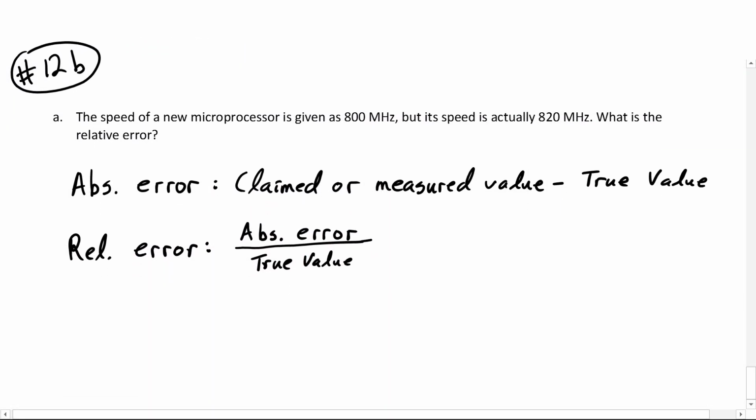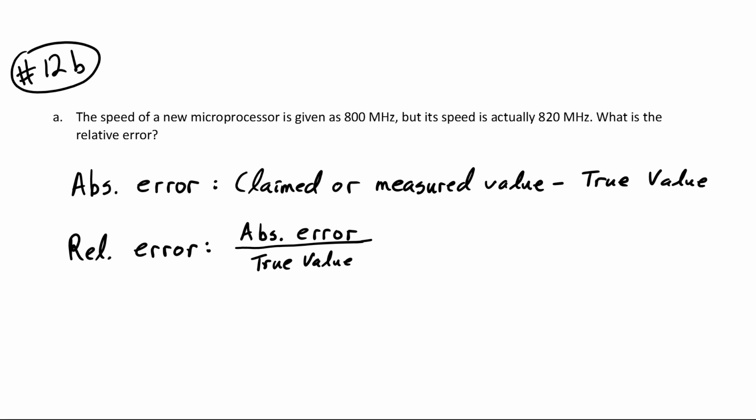Let's review real quickly over the absolute and relative error situations that we had discussed. In these cases, we wanted to give a measure of absolute error and relative error. In this case, we're going to look at a situation where a new CPU microprocessor has a speed given as 800 megahertz, but the actual speed is 820. So in that case, what's the absolute and relative error?